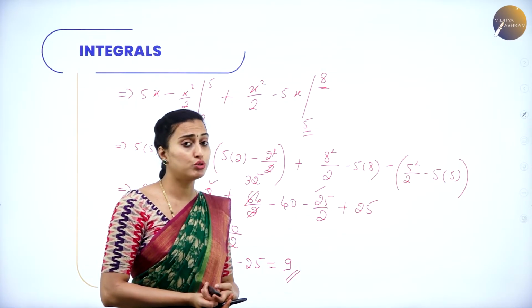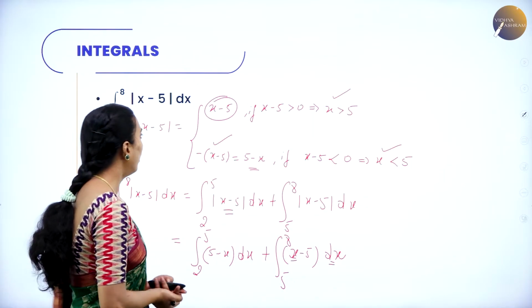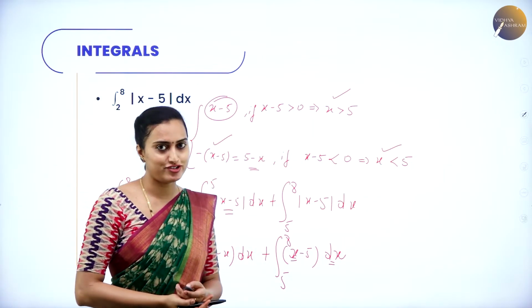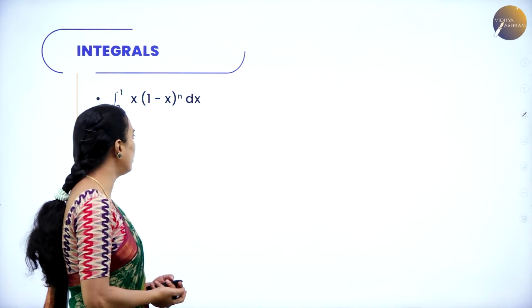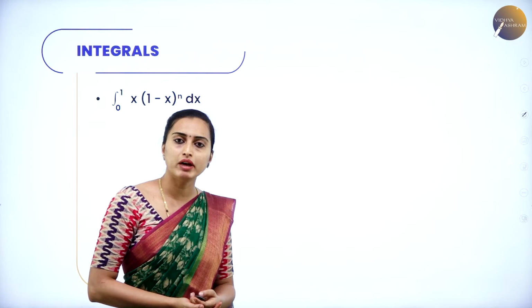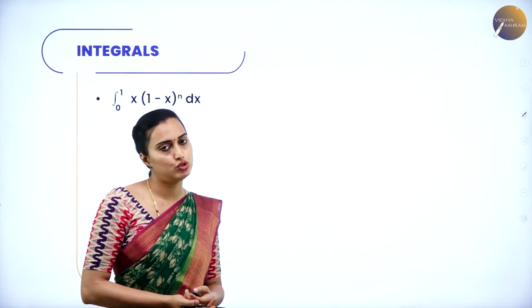I hope you understood what is the procedure of a modulus of the function. Now we'll be moving on to the next problem, dear. What they've asked: integral 0 to 1 x into (1 minus x) to the power of n into dx.